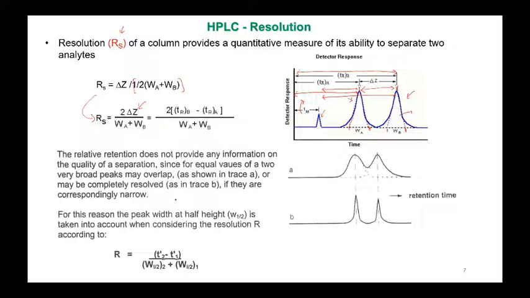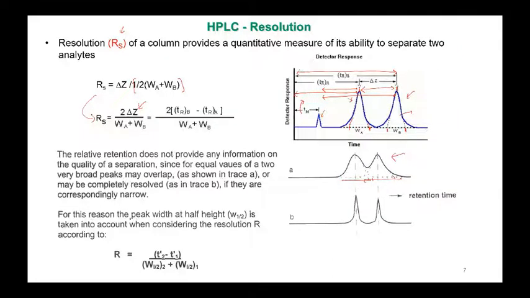Now the relative retention doesn't provide any information on the quality of a separation, since for equal values of the two, very broad peaks may overlap as shown in trace A. So if you don't have a good resolution, if the peaks are like this and you extrapolate the WA and WB, they are sharing some common zone. So you will have less resolution here, with this kind of peak.